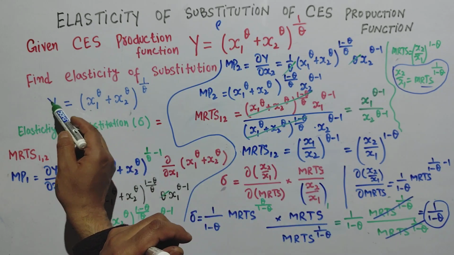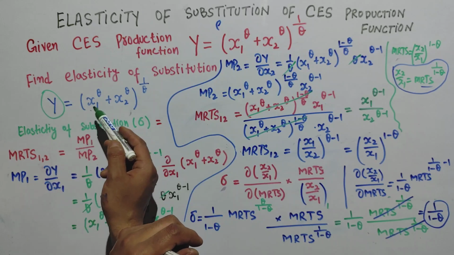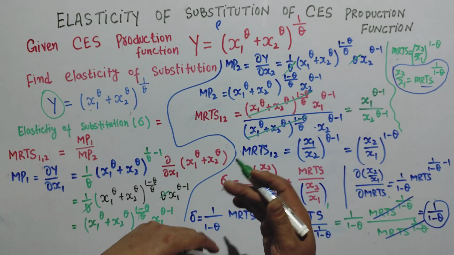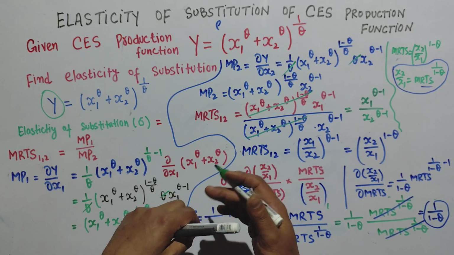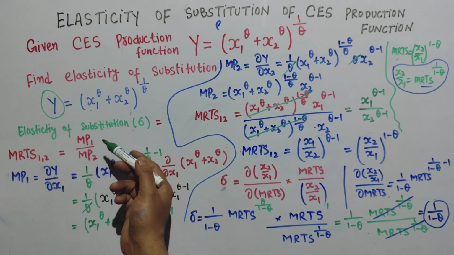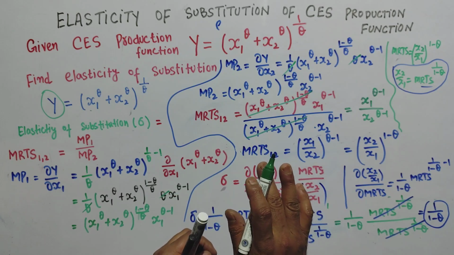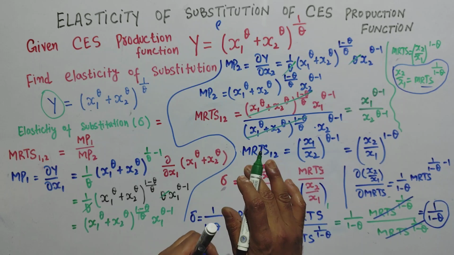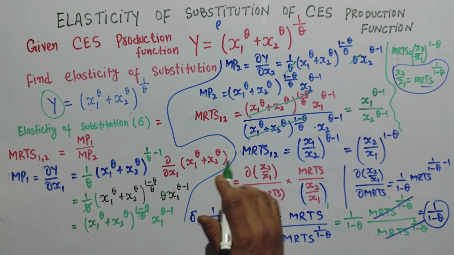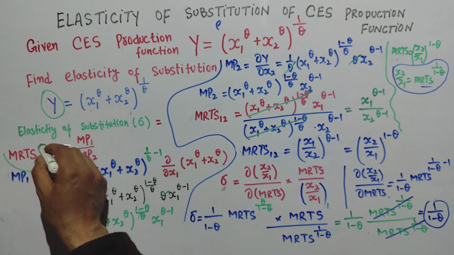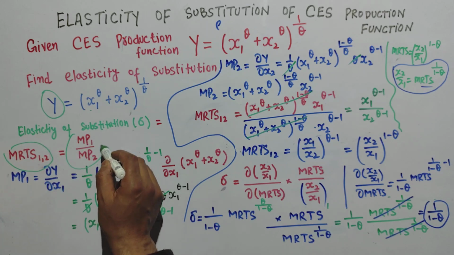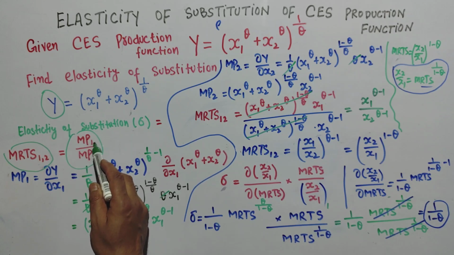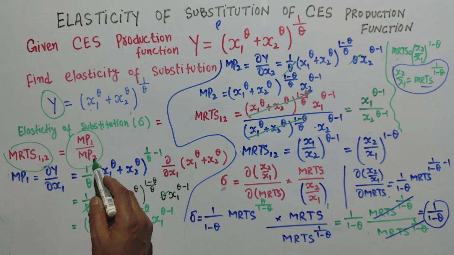Given this production function, y denotes the output, which is a function of two inputs x1 and x2. Theta denotes the substitution parameter, which is used to determine the elasticity of substitution. To calculate the elasticity of substitution, first we find out the marginal rate of technical substitution. Marginal rate of technical substitution, as we know, is the ratio of the marginal products of the inputs, that is, marginal product of input 1 upon marginal product of input 2.